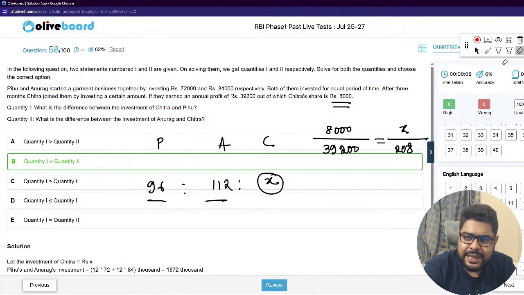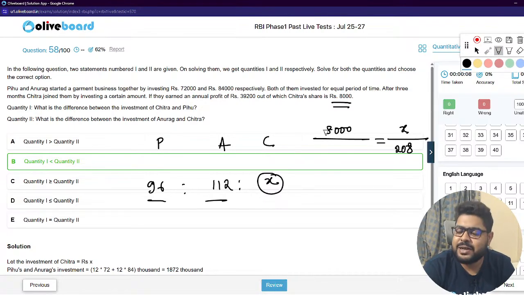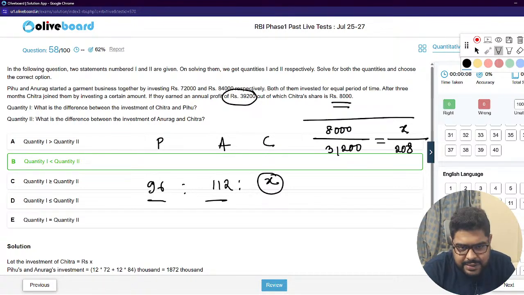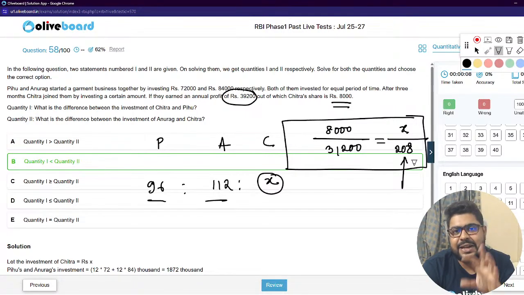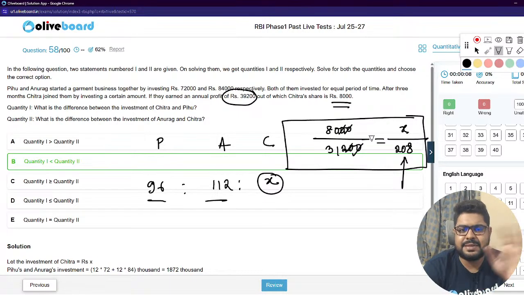So that means here also I cannot take total. Here also I should not take total, sir. 39,200 minus 8,000. So 31,200. So what's the advantage, sir? What is the advantage of taking it like this? You see what happened here, sir. I did not have to calculate x in the denominator. Cross multiplication will not be needed, sir. From this line, I can directly say x is this much.